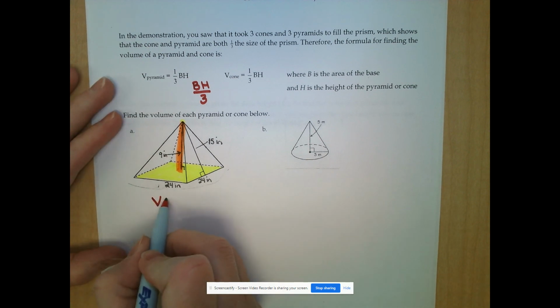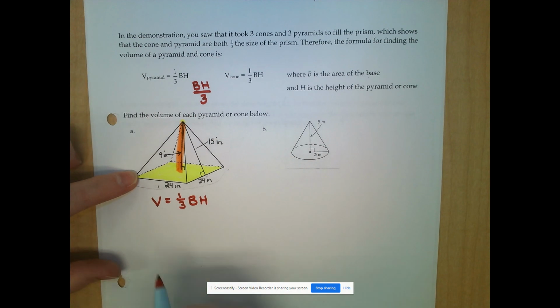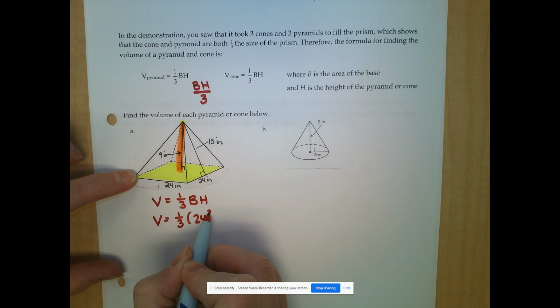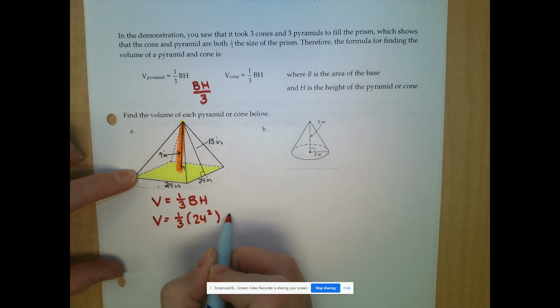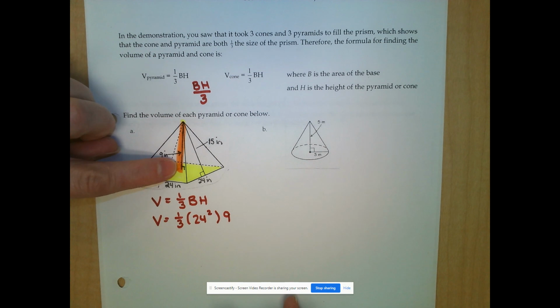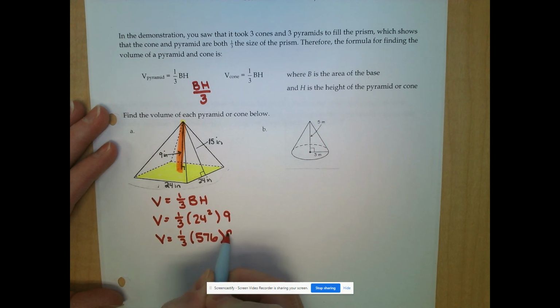So first, we're going to write volume equals 1/3 area of the base times the height. Now, this base happens to be a square. So 1/3, the square is either 24 times 24 or 24 squared, and the height is 9. The height being that line that goes up and down from the vertex to the base, or you can think of it as Indiana Jones dropping a rope down the center and then shimmying down the rope to the floor of the pyramid. So first, I've got to do my exponent. So 24 squared is 576 times 9.